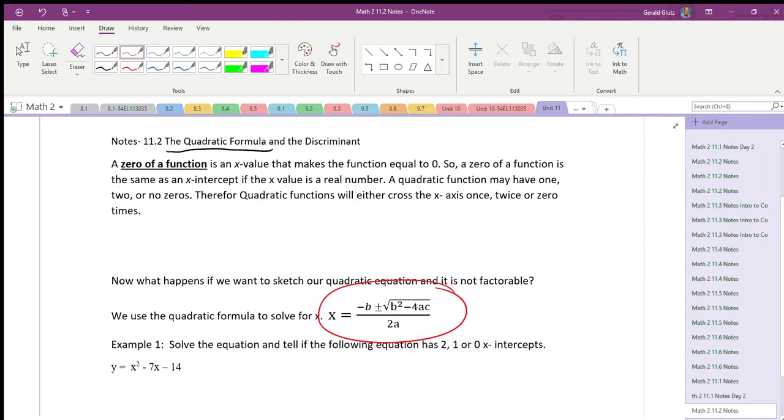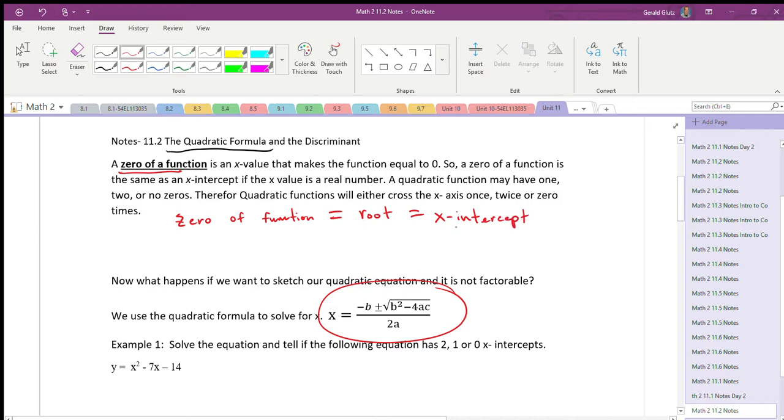But before we get into the quadratic formula, whenever I say a zero of a function, that's the same as saying a root or an x-intercept. So a zero of a function is the same as a root, which is also the same as an x-intercept. So these things are all the same thing. So if I say find the zeros of the function, or find the roots of the function, or find the x-intercepts of the function, those are all saying the same thing.